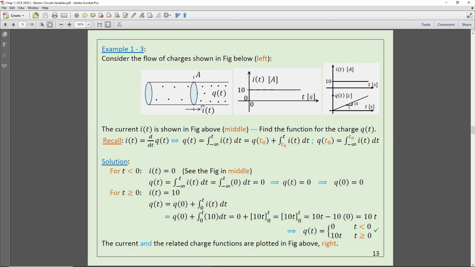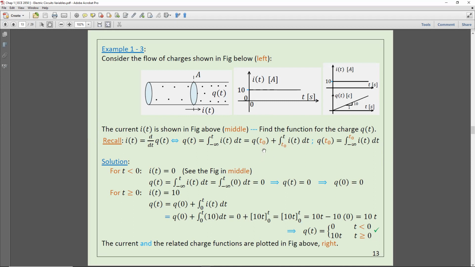In this example, I give you the current. As you see here, the current is constant this way, and then I ask you, starting from time 0, to calculate Q. What's Q? Again, with the formula we have here, I can calculate it this way, or this way, assuming t0 here is 0, at time 0.